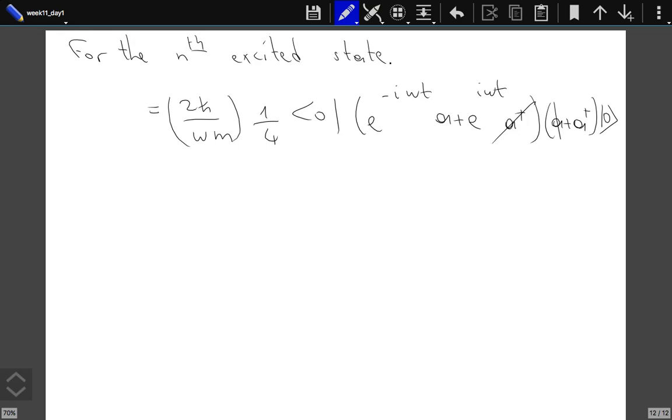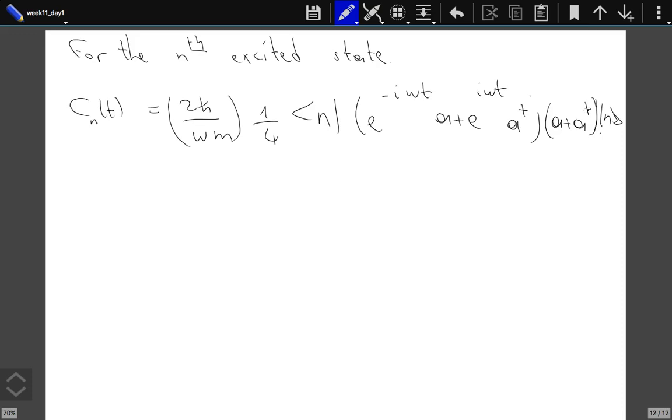For the nth excited state, let's say Cn of t. So let's see, when I open up that parentheses, I will have 4 terms. One term will contain 2 A operators, but the A operators lower n by 1. So when you have 2 A operators acting on the ket n, you obtain a ket that is proportional to n minus 2. And its overlap with the ket n will be 0.